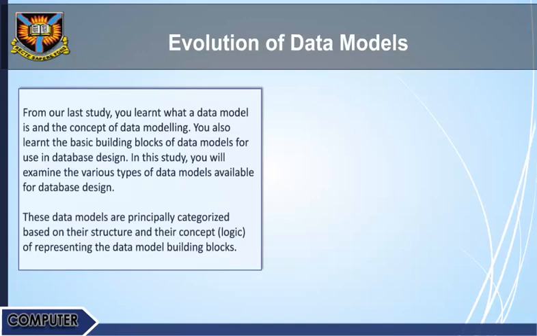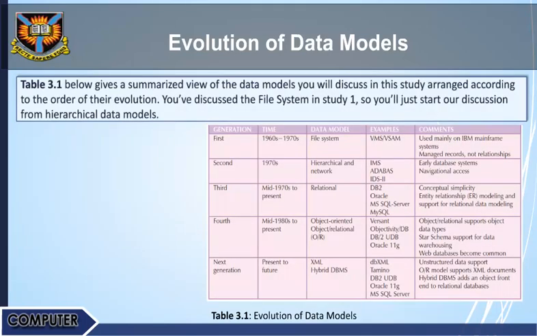From our last study, you learned what a data model is and the concept of data modeling. You also learned the basic building blocks of data models for use in database design. In this study, you will examine the various types of data models available for database design. These data models are principally categorized based on their structure and their concept, logic of representing the data model building blocks. Table 3.1 below gives a summarized view of the data models you will discuss in this study arranged according to the order of their evolution.